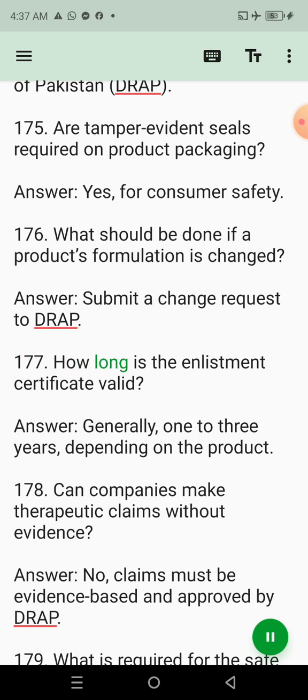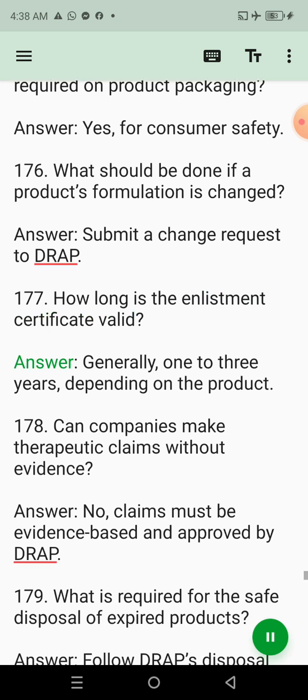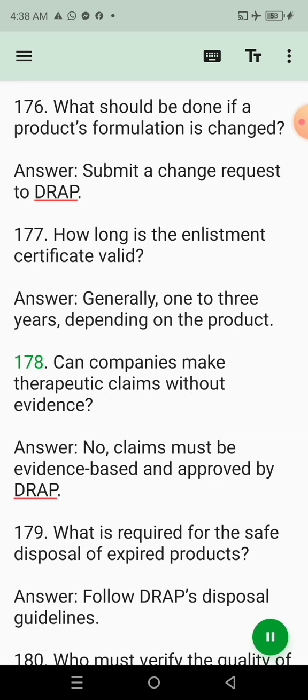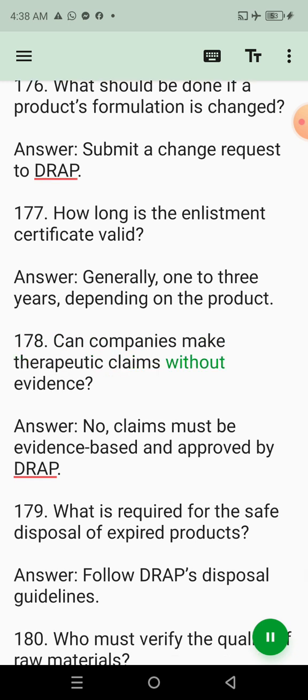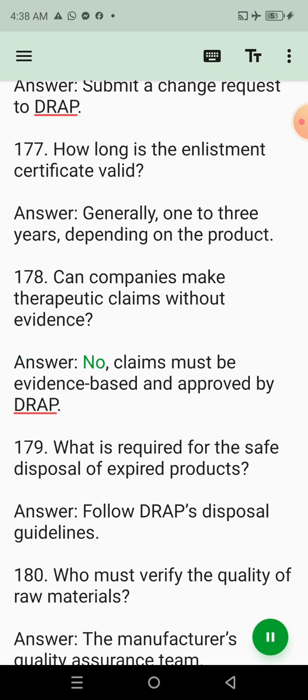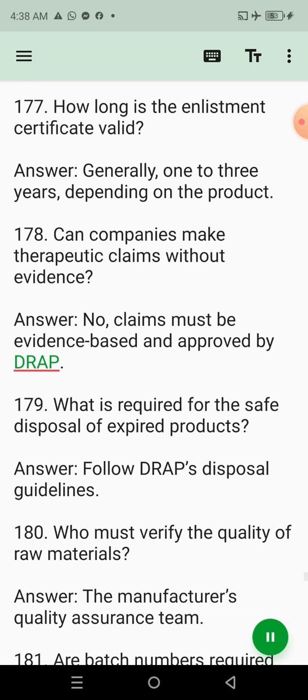177. How long is the enlistment certificate valid? Answer: generally, 1 to 3 years, depending on the product. 178. Can companies make therapeutic claims without evidence? Answer: no, claims must be evidence-based and approved by DRAP.